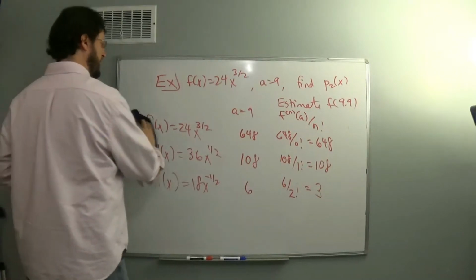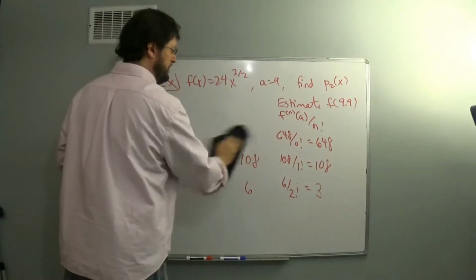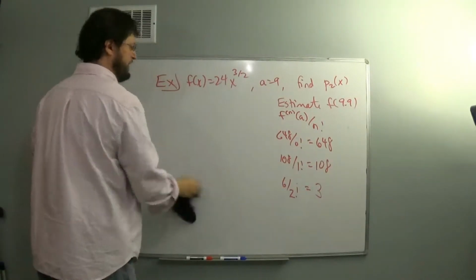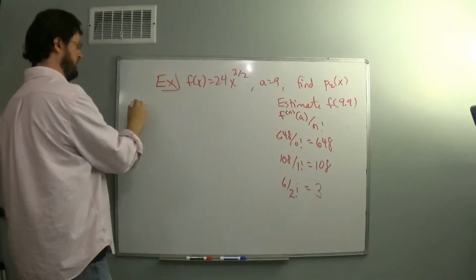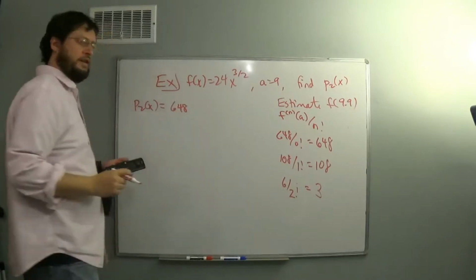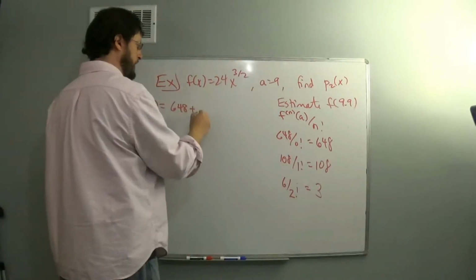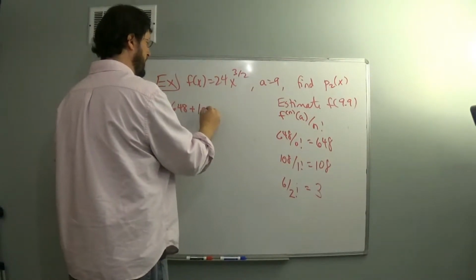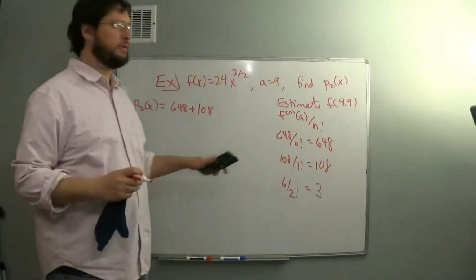Which means that I can write down my Taylor polynomial. P2 at x is C0, 648, plus 108, C1. Now here's something that's a little different, so remember to be careful.